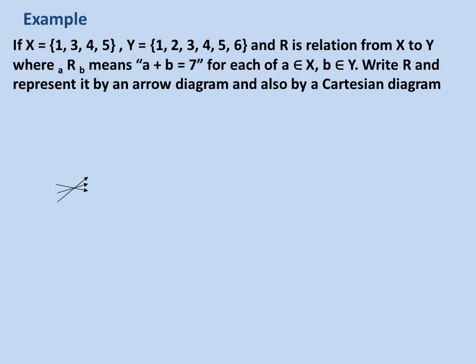Example: if set X = {1, 3, 4, 5}, set Y = {1, 2, 3, 4, 5, 6}, and R is a relation from X to Y, where aRb means a + b = 7 for each a belongs to X, b belongs to Y. Write R and represent it by an arrow diagram and also by a Cartesian diagram.